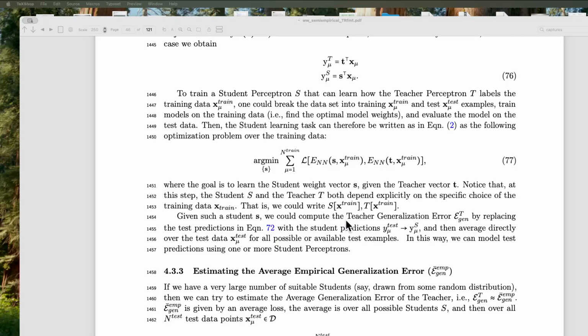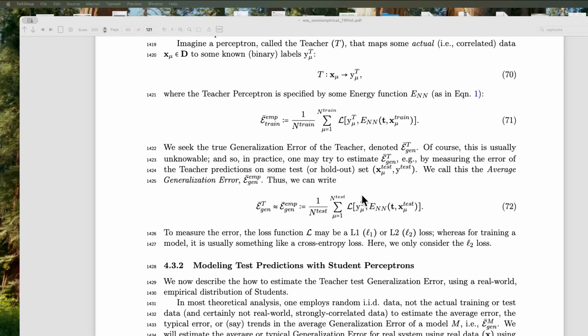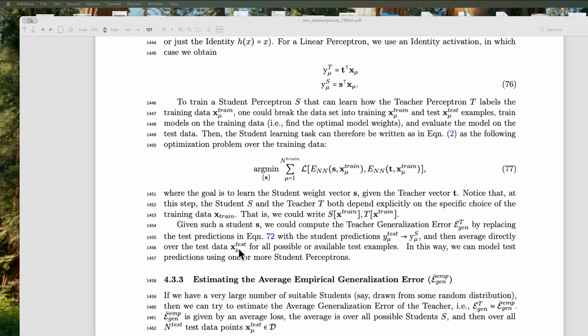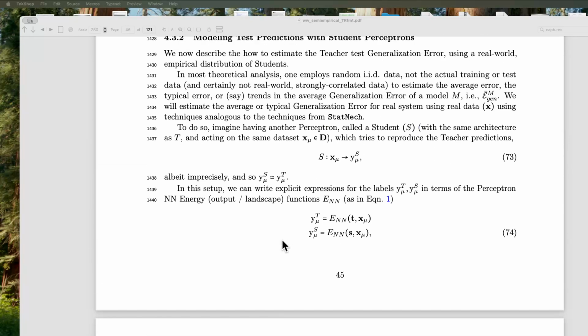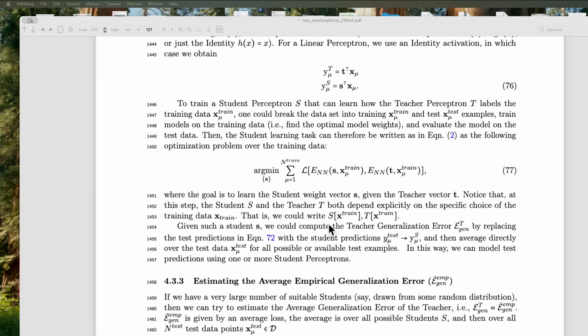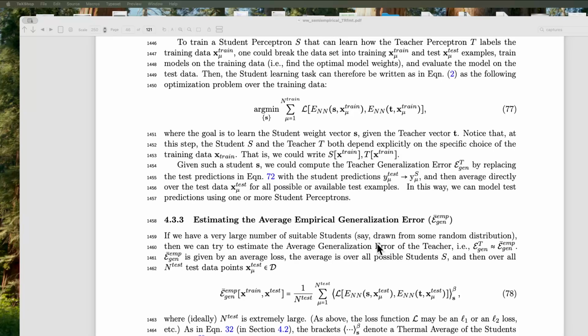Now, given such a student, we could compute the teacher generalization error by replacing the test predictions with the student predictions. So, in other words, we go to equation 72, and we replace these Y with the student predictions, and then average over the test data, right? So if we were to go back and put the student in there, we could obtain an estimate of the test error, but that's not what we're going to do. Well, excuse me, that's what we're going to do here.